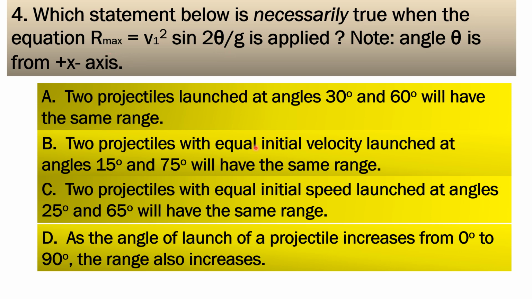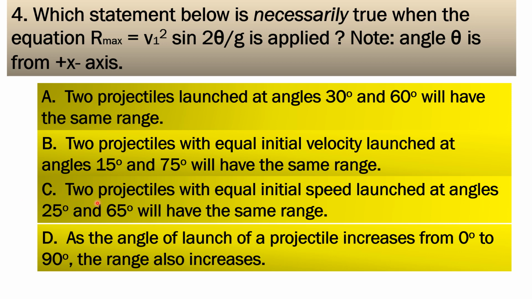So looking at each of the options, letter A: two projectiles launched at angles 30 degrees and 60 degrees will have the same range. Letter B: two projectiles with equal initial velocity, launched at angles 15 degrees and 75 degrees will have the same range.